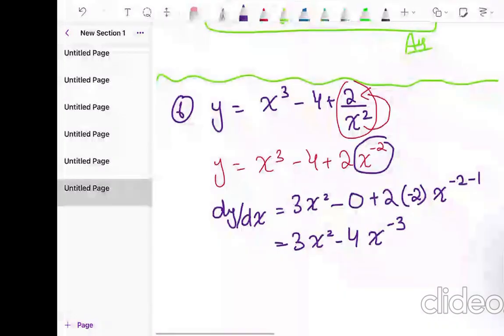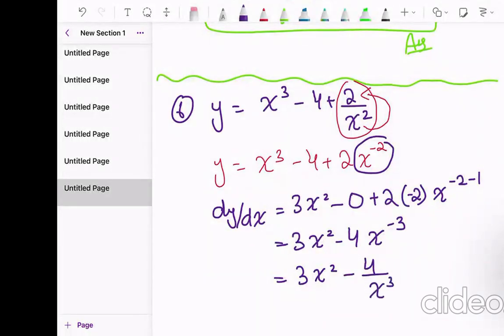You can write the answer like this as well. For example, if you want the answer in a positive power, I will move this x raised to the power minus 3 into the denominator, so it will become positive again. So both answers are correct, but I will prefer this one. So yes, boys and girls, is everything clear?